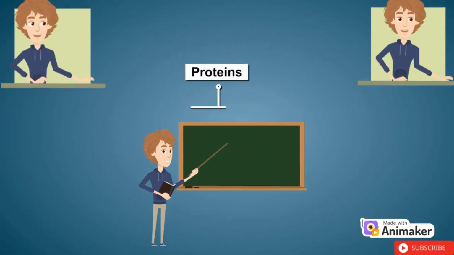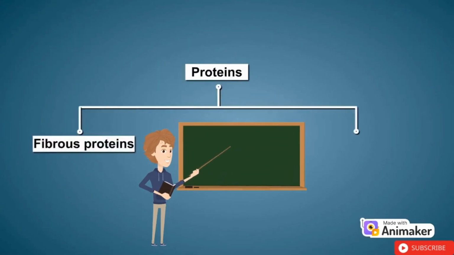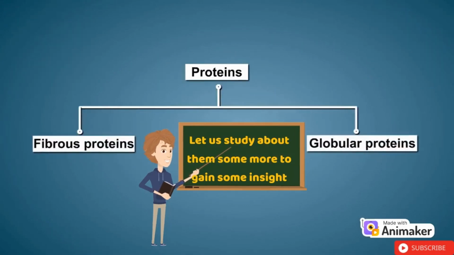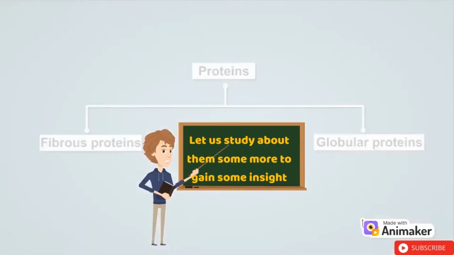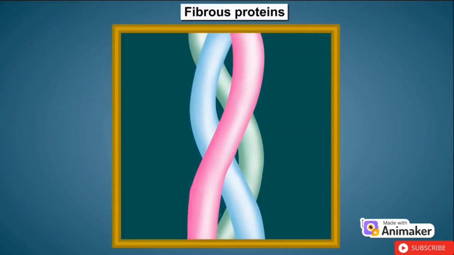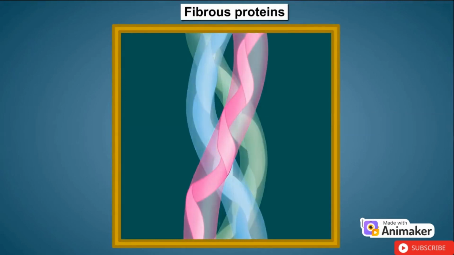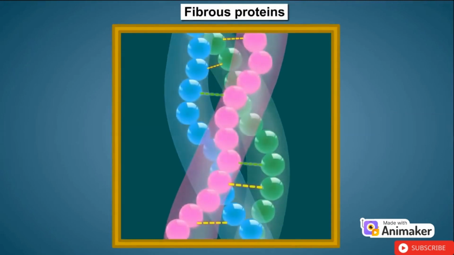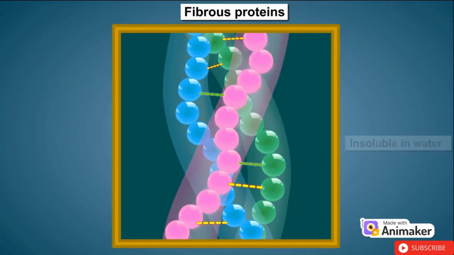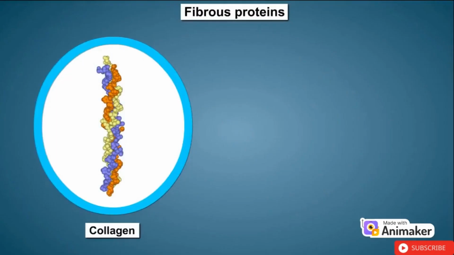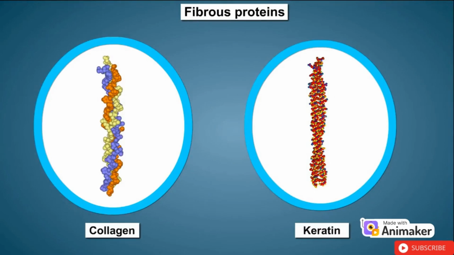Depending upon the molecular shape of proteins, they can be classified as fibrous proteins and globular proteins. Let us speak some more about each to gain some insights. Fibrous proteins are formed when polypeptide chains run parallel to each other and are linked together to form fibers. The molecules of these chains are held together by hydrogen and disulfide bonds at many regions. These proteins are also insoluble in water. Some common examples of fibrous proteins are collagen and keratin.